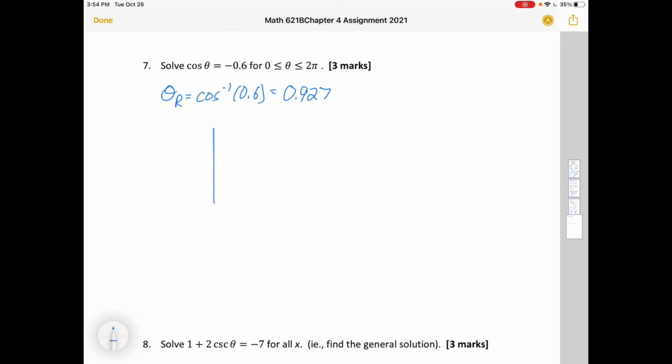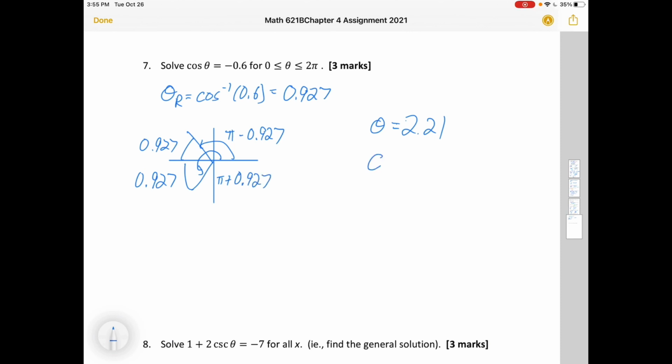All right, after that, we're going to decide on our quadrants. That's when the negative comes into play. Cosine's negative in this quadrant and in this quadrant. Here we go, so we have 0.927 and 0.927. And so that gives us an angle of pi minus 0.927, which works out to 2.21. And this one here would be pi plus 0.927, and that's going to be 4.07.